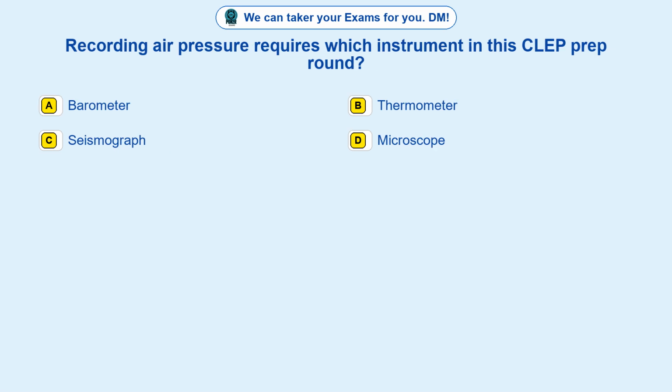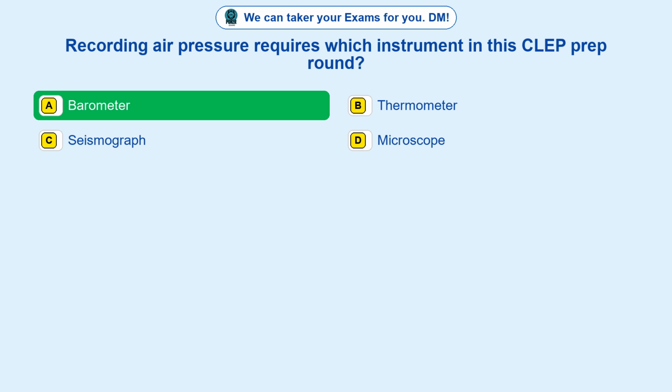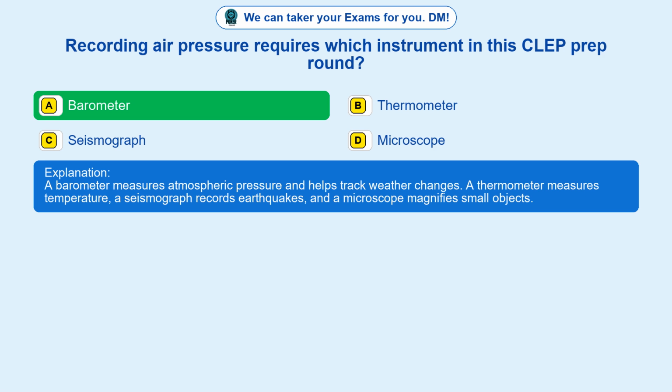Question 100. Recording air pressure requires which instrument in the CLEP prep round? Option A, barometer. Option B, thermometer. Option C, seismograph. Option D, microscope. The correct answer is option A. Barometer. A barometer measures atmospheric pressure and helps track weather changes. A thermometer measures temperature, a seismograph records earthquakes, and a microscope magnifies small objects.